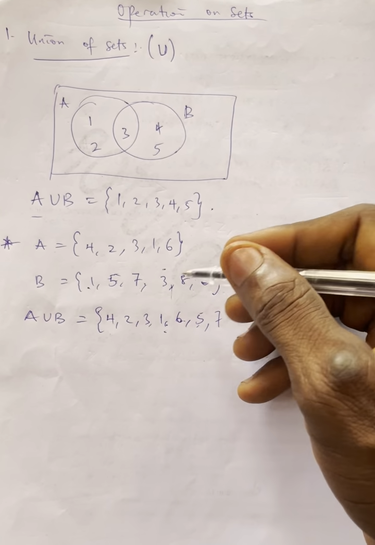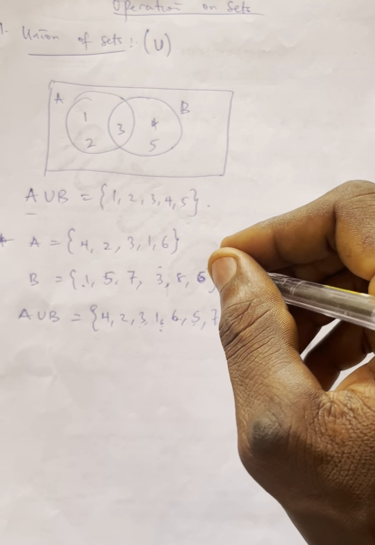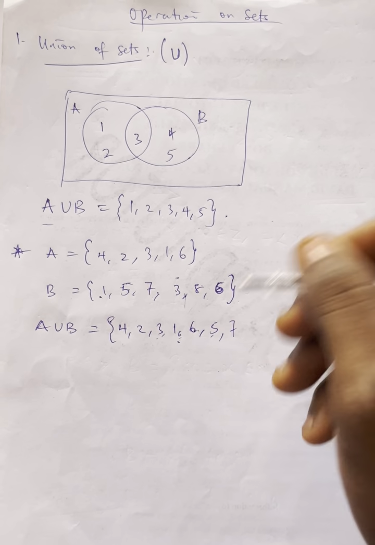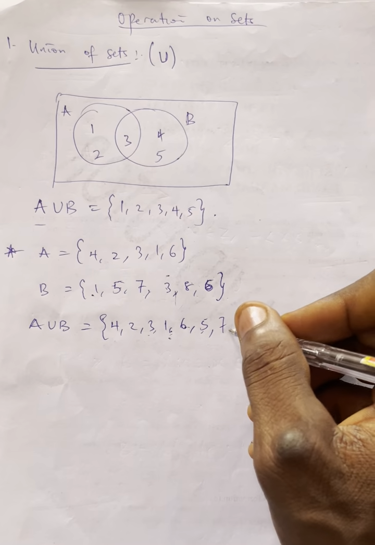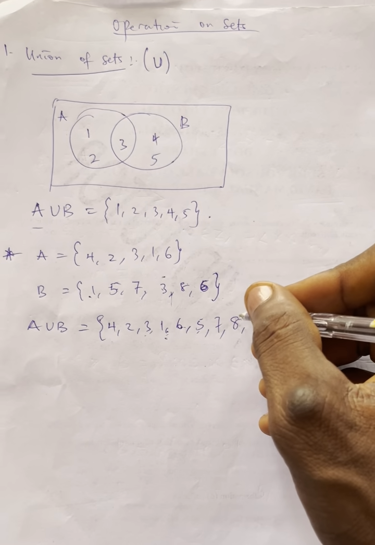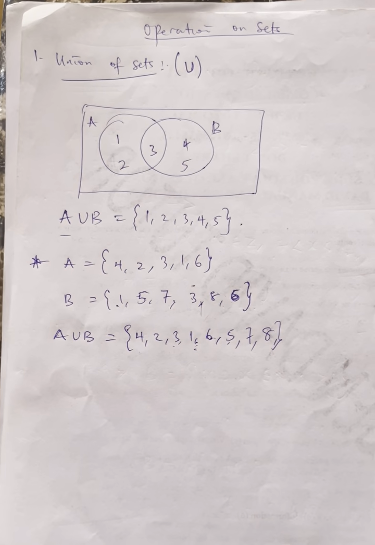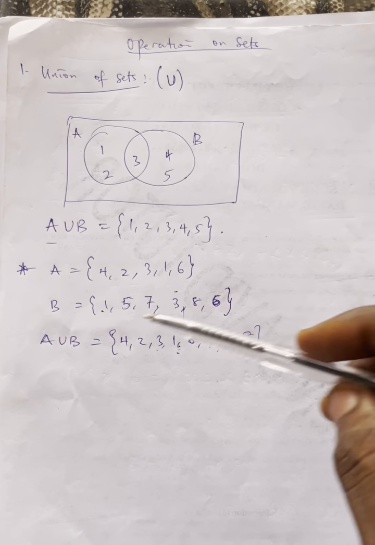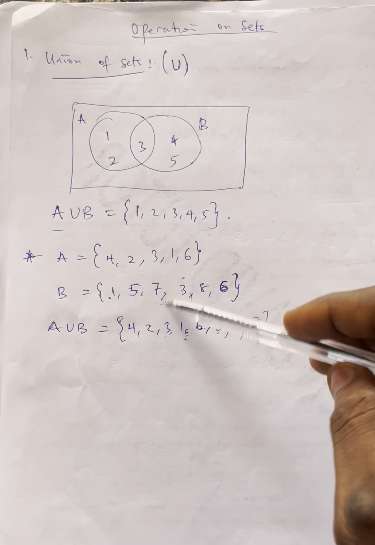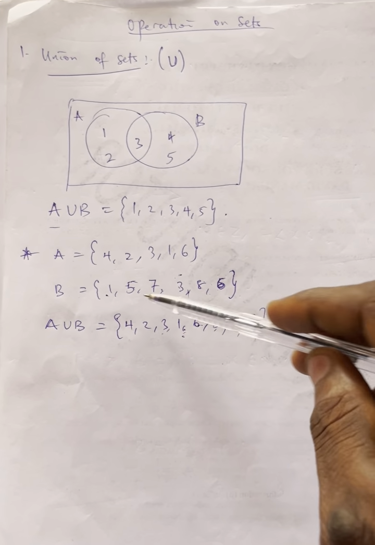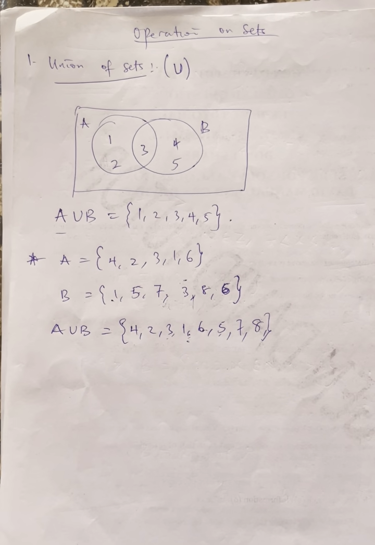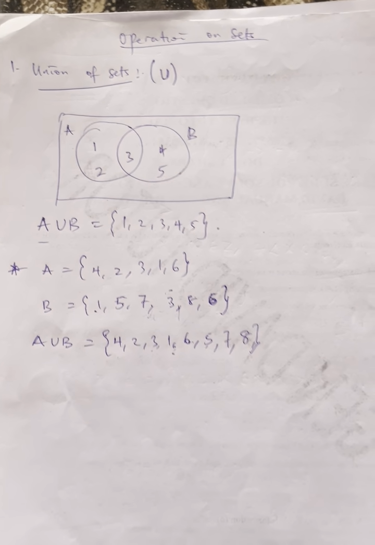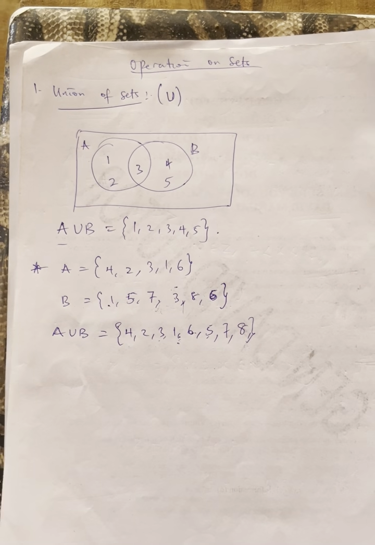You include it. 3 is here. Is 3 here? Yes, you don't need to write it again. 8 is here. Is 8 here? No, you have to include it. 6 is there, and 6 is here, yes, so you don't need to include it. So this is the answer. Can you see that A union B is the combination of these two sets without the repetition of the numbers? So now we get to another one.